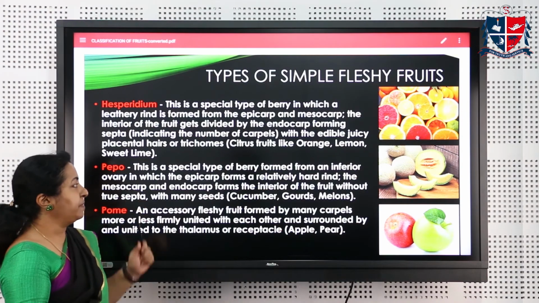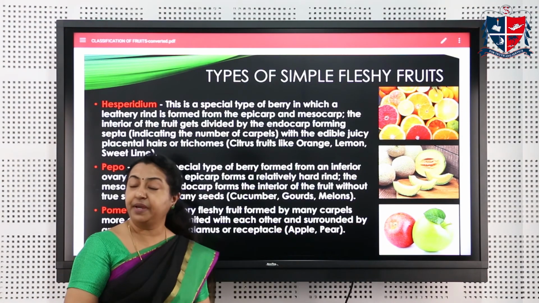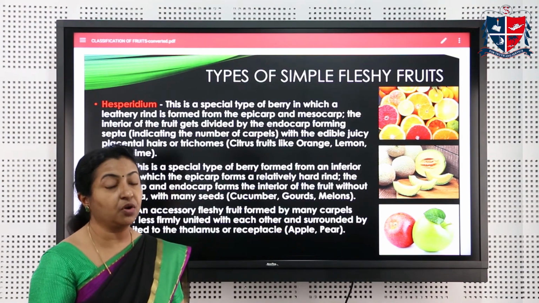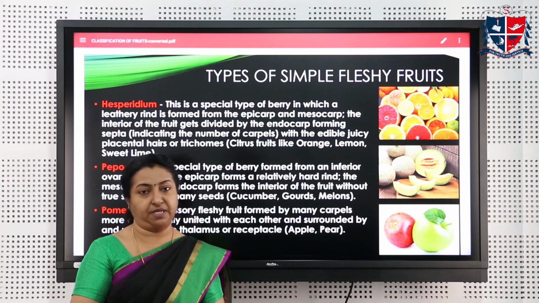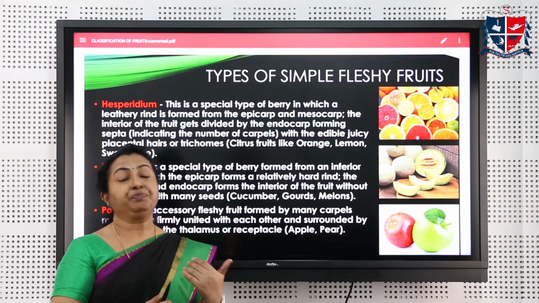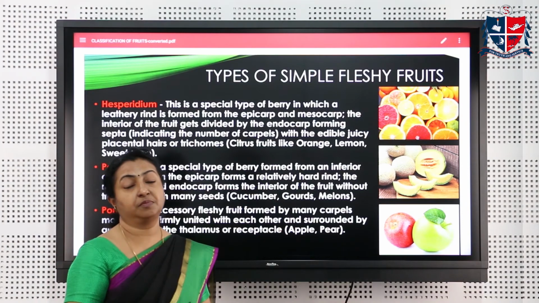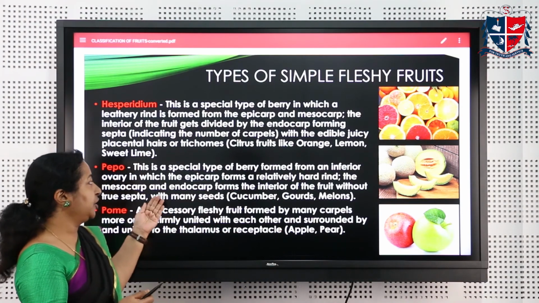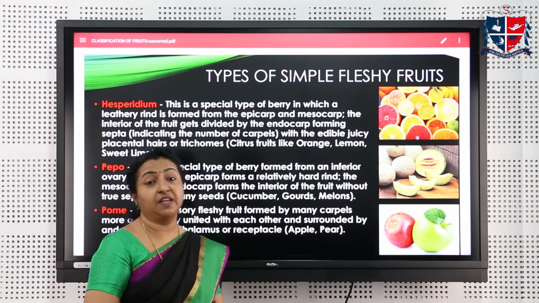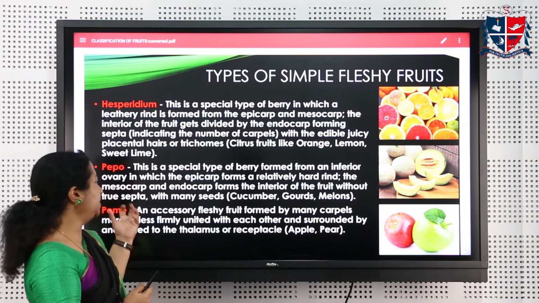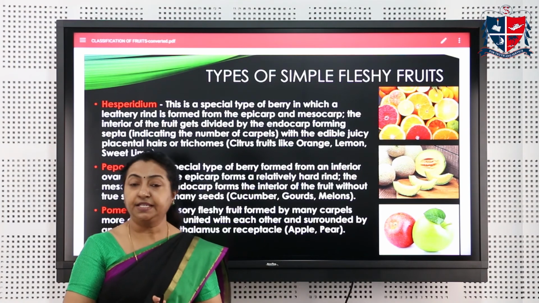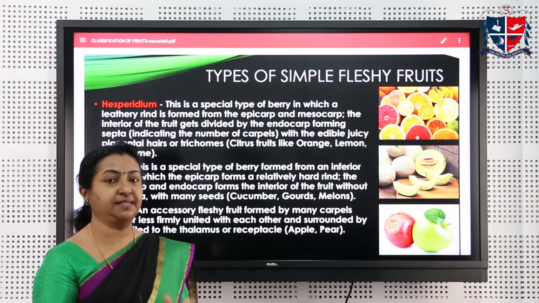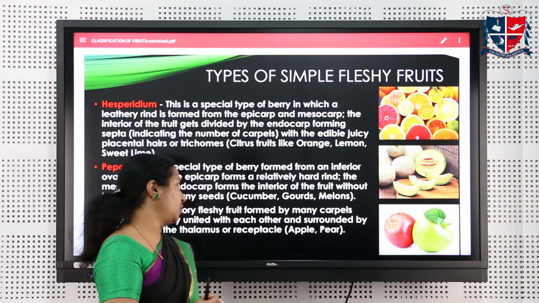The next one is the pepo, which is again a special type of berry formed from an inferior ovary, as in the case of cucurbits. Think the cucumber, the melons, the gourds, pumpkins, all that comes under this category. And here you find the epicarp forming a relatively hard rind, and the mesocarp and the endocarp forms the interior of the fruit, having many seeds embedded in the endocarp.